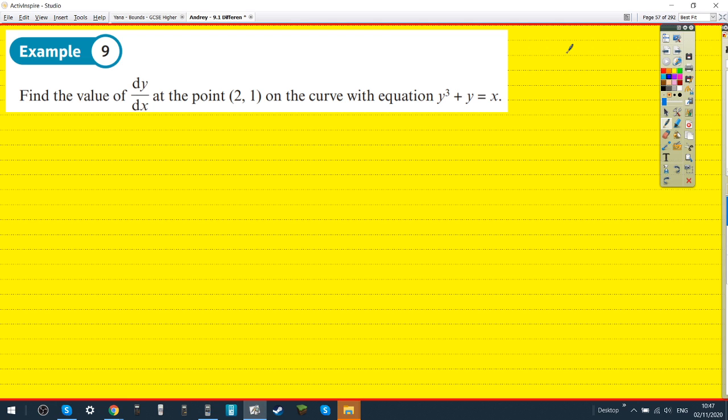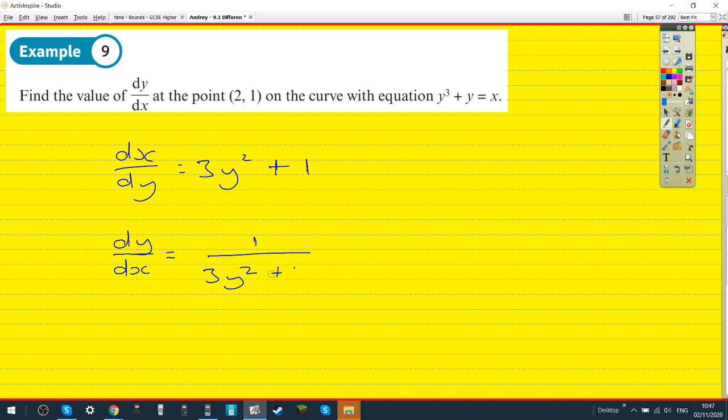Do I need to first of all get, so it's y equals? That's long. Let me try something crazy. What is dx/dy? That would be 3y squared plus 1. Okay, and so what would be dy/dx? Would that be 1 over 3y squared plus 1? It might be. And then how would you get dy/dx at this point?